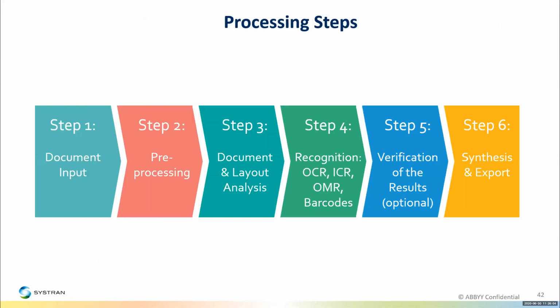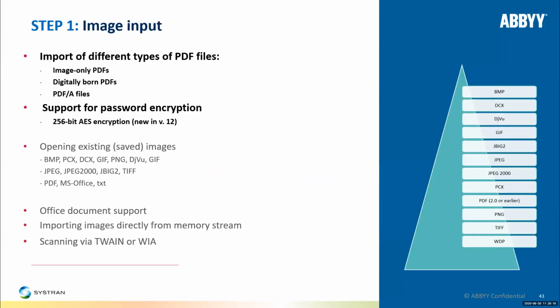OCR is a complex process that includes 6 major processing steps, and the results from each stage have a direct influence on the overall OCR quality. In the first step, we input or load the document into the system. We are able to import different types of PDF files. It can be image-only PDF where there is no text underneath, digitally born PDFs where there is good quality text and we can reuse that text, PDF files of different versions, PDF/A files of different versions. Of course, we also support password encryption in case you have the password, because we do not break any document protection rules.